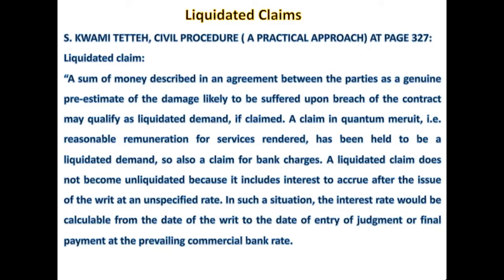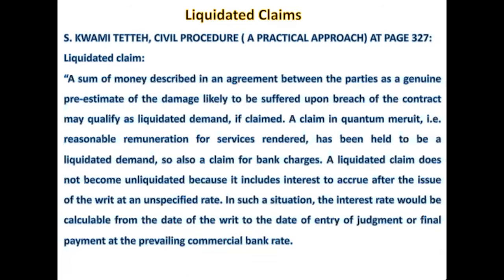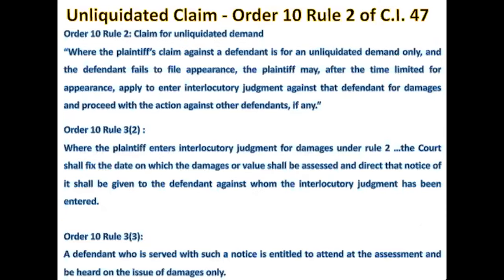All we are saying over here is that under Order 10, Rule 1, you can get final judgment if your claim is a liquidated claim. But how do you know whether something is a liquidated claim or not? You must get your information from here. A liquidated claim is a specific amount or debt claimed. It is ascertained or ascertainable by arithmetic calculation. But we have been warned that a specific monetary claim is not necessarily a liquidated claim. And we're given an example. A claim for 1 million cedis damages for libel is a specific monetary claim, but it won't qualify to be a liquidated claim. Bear in mind, it is only liquidated claims that you can get a final judgment for when the defendant defaults in entering appearance.